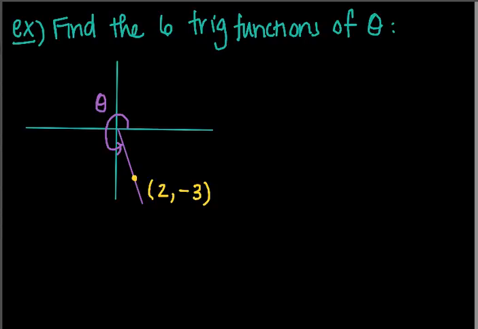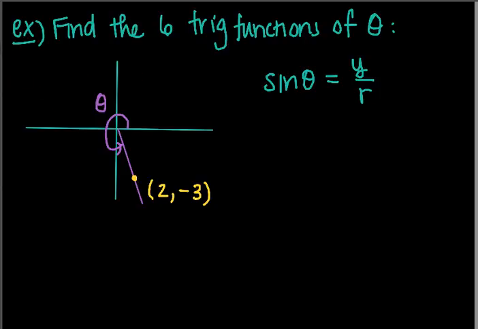And I've given you a point that lies on the terminal side of theta. So to be able to do this, well, what do I need first? I know that to find sine, I need y over r. So I know what y is. That's a -3. Now I need to find r. So that's going to be the first thing that we're going to want to find.